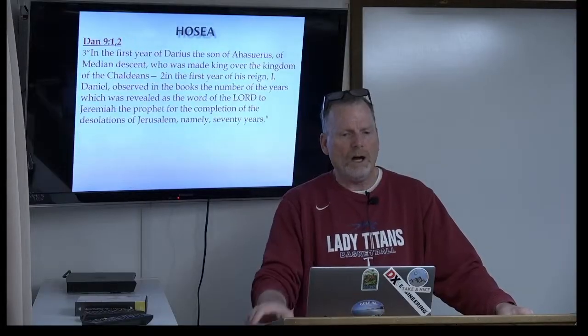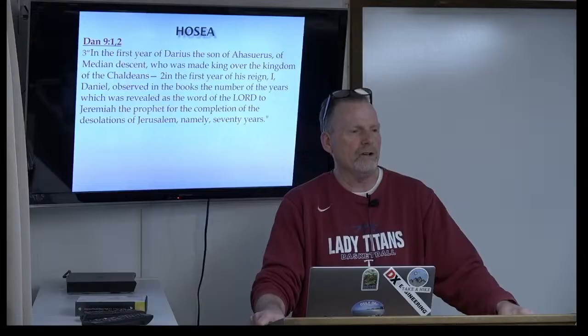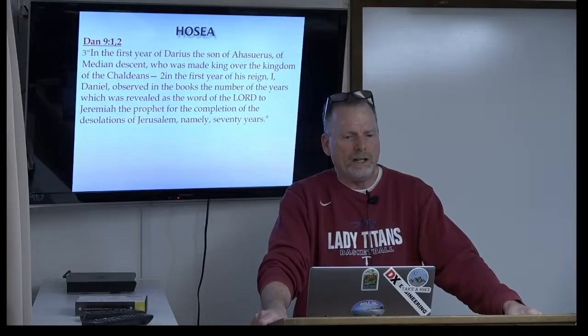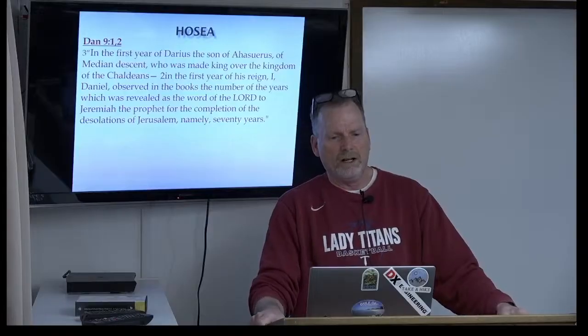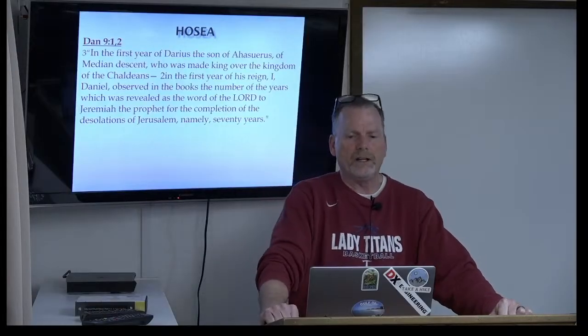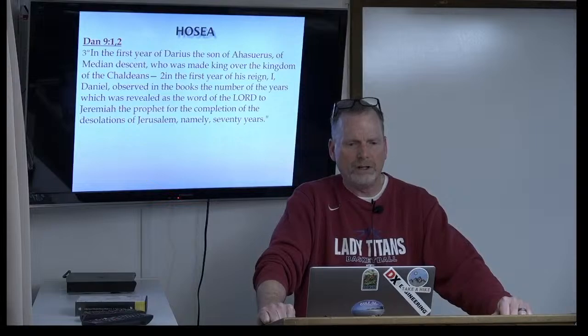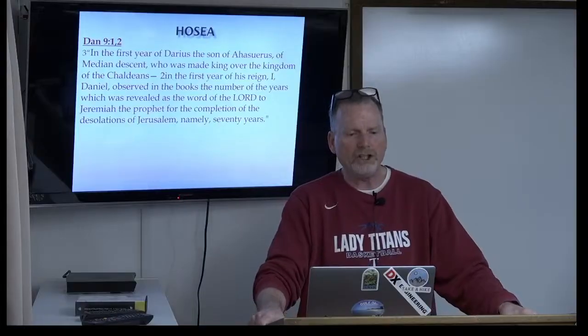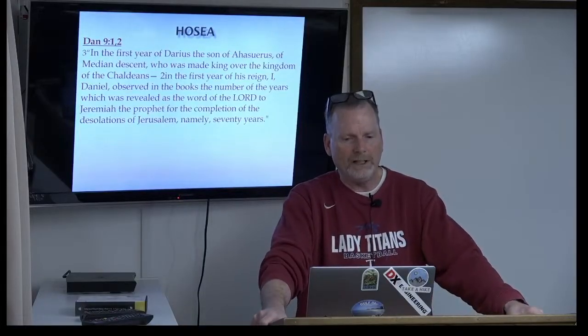All right. I'm going to skip over to Daniel really quick, because Daniel has some interesting things to say about all of this as well. Daniel in chapter 9 says, in the first year of Darius, that should be verse 1. I know there's a 3 there. It should have been a 1. In the first year of Darius, the son of Ahasuerus of Median descent, who was made king over the kingdom of the Chaldeans, in the first year of his reign, I, Daniel, observed in the books the number of the years which was revealed as the word of the Lord to Jeremiah the prophet, for the completion of the desolations of Jerusalem, namely 70 years.